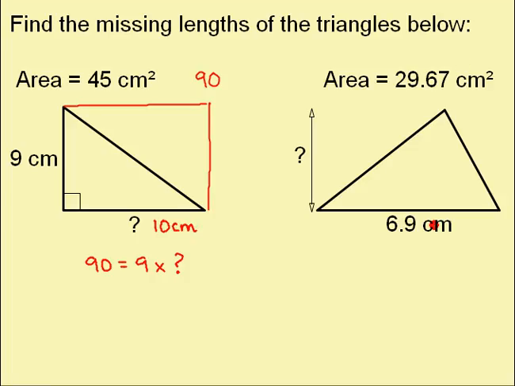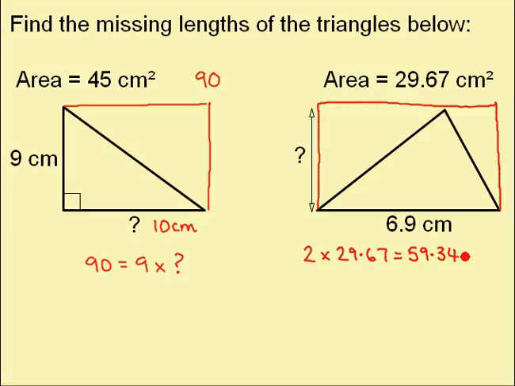This one is a bit more difficult, but you would be allowed a calculator for this one. Start in the same way by drawing in the rectangle. Remember, the area of the rectangle will be double the area of the triangle, so I need to double this number. I can use my calculator for this. So we've got 2 times 29.67, and that's 59.34. Now we know that 59.34 must be 6.9 times the missing side.